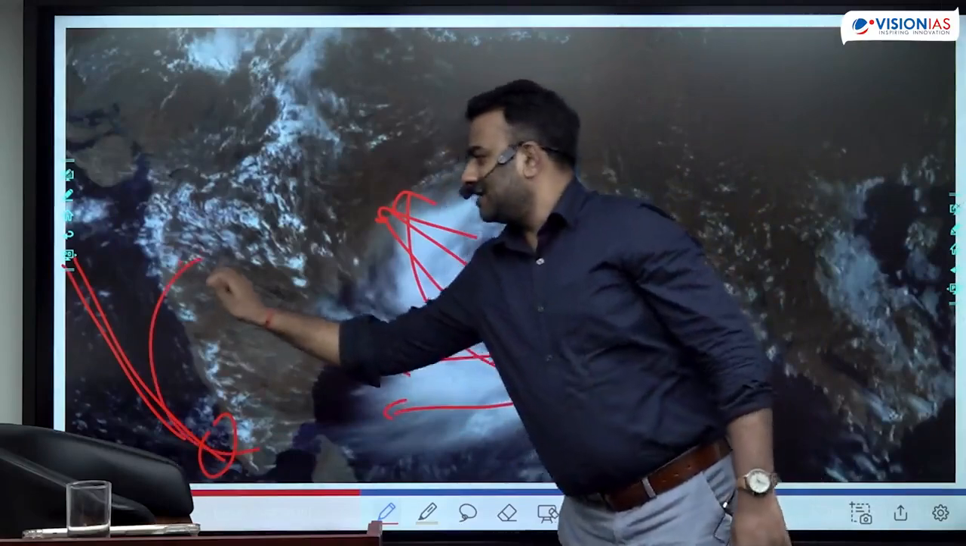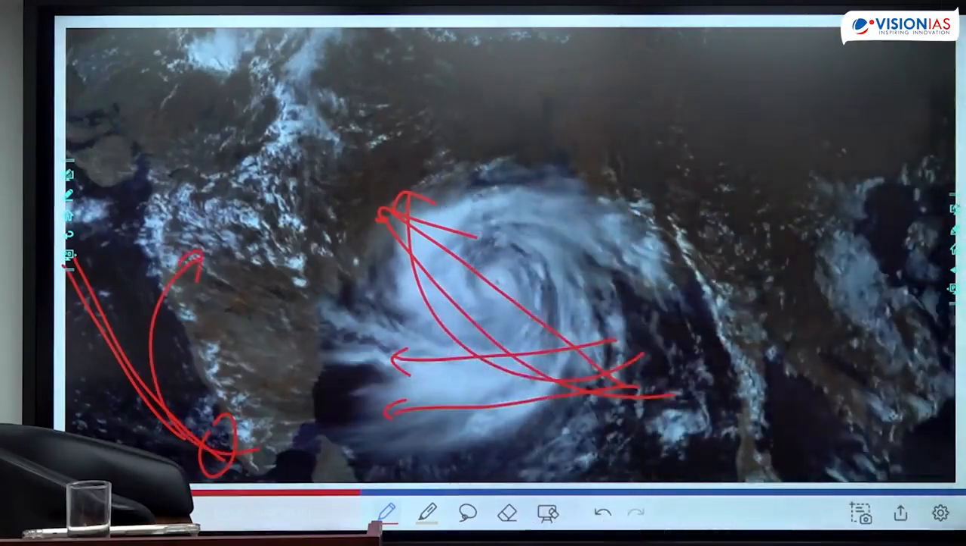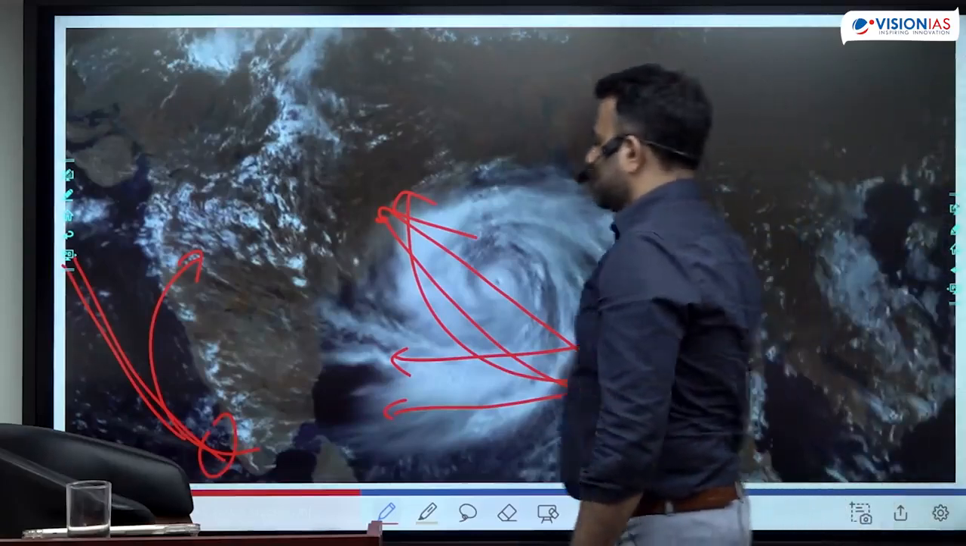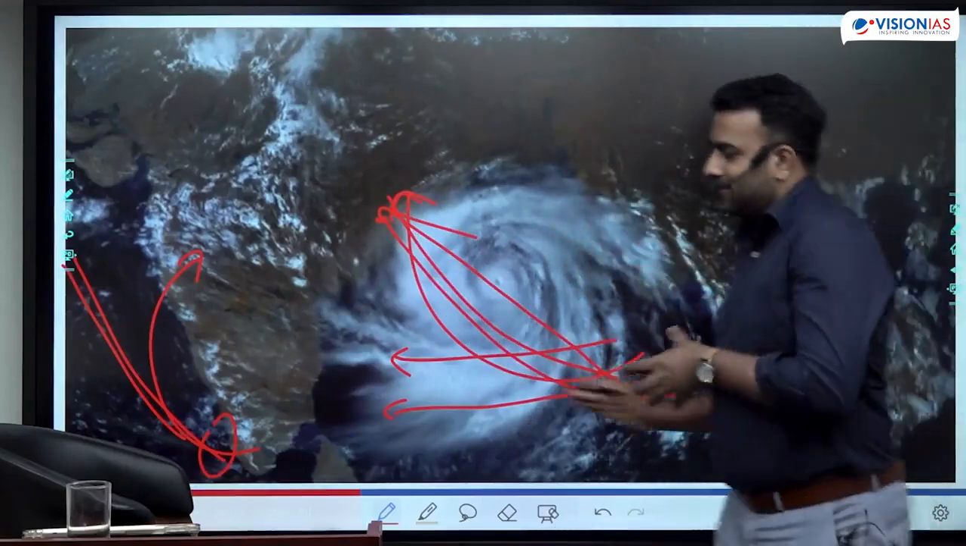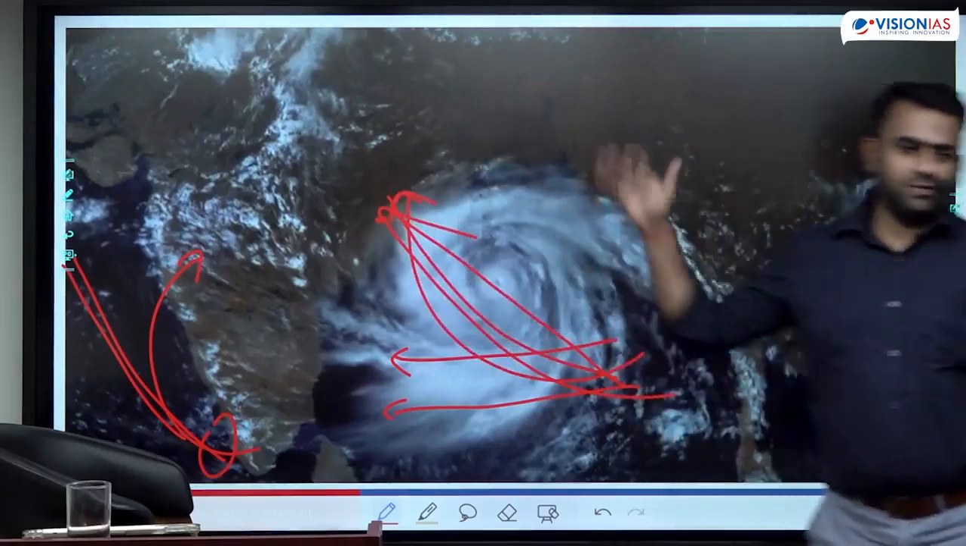Okay, so very rarely it turns like this. There is also that phenomenon. We call it recurvature. I'll tell you that. Very rarely it happens. But otherwise, the general direction is this direction. Because a single body moving in this direction gets deflected towards the northwest, towards the right.